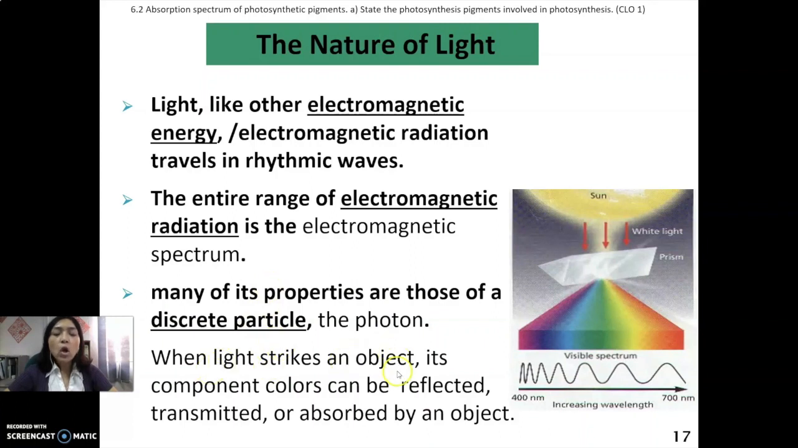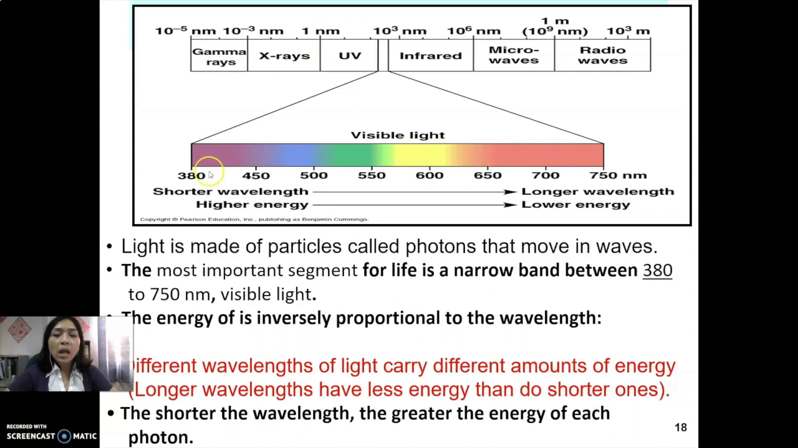When the light strikes an object, its component colors can be reflected, transmitted, or absorbed by the object. Light is made of particles called photons that move in waves. The most important segment for light is a narrow band between 380 and 750 nanometers. We call it visible light. The others, like gamma rays, X-rays and UV rays, are not the important segment for our light.